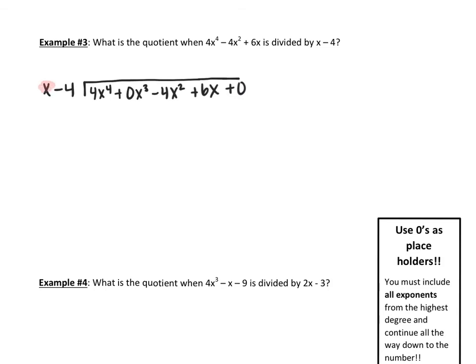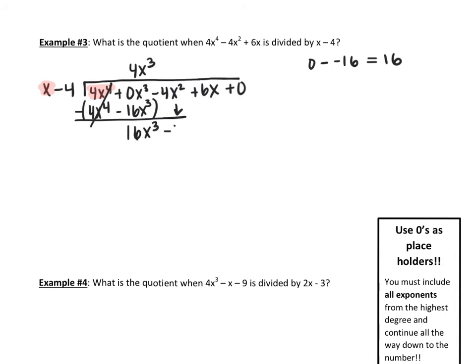So now how many times does x go into 4x to the fourth? You should be telling me 4x to the third. And then we multiply. 4x to the third times x gives me 4x to the fourth. Then 4x to the third times negative 4 gives me negative 16x to the third. And we subtract. First ones cancel. Now we have 0 minus a negative. That's a double negative. So 0 minus a negative 16 gives me positive 16. So we're left with 16x to the third.